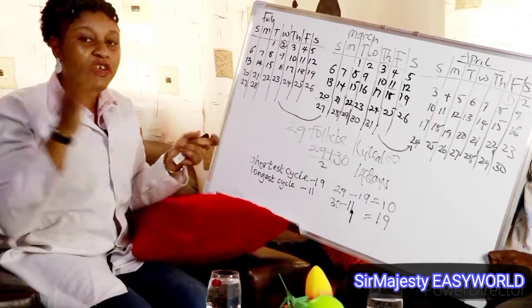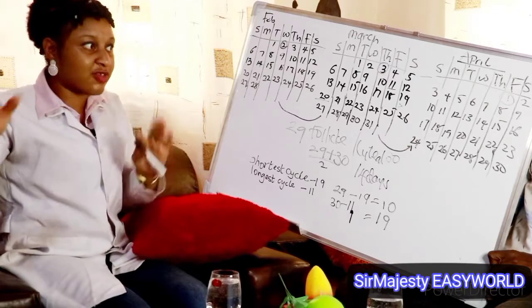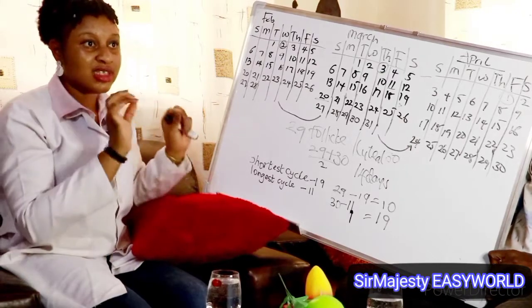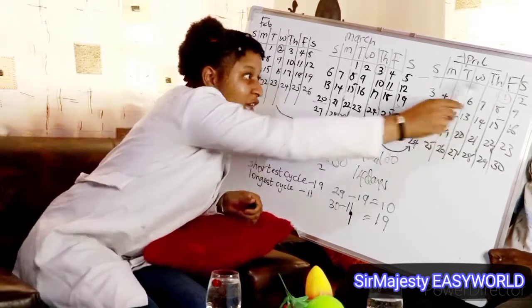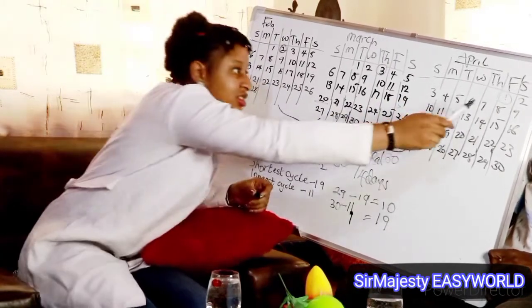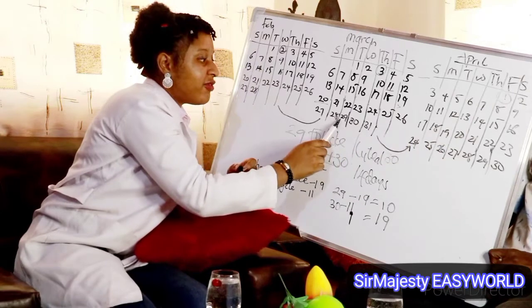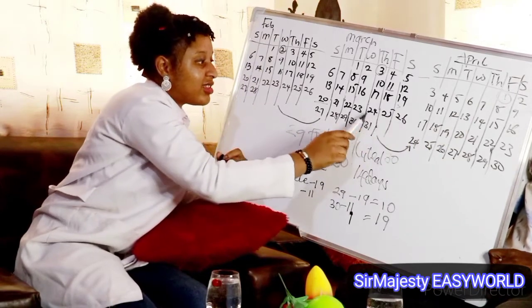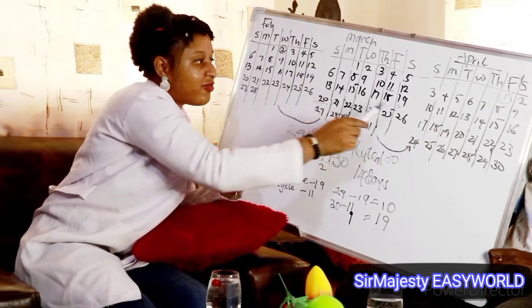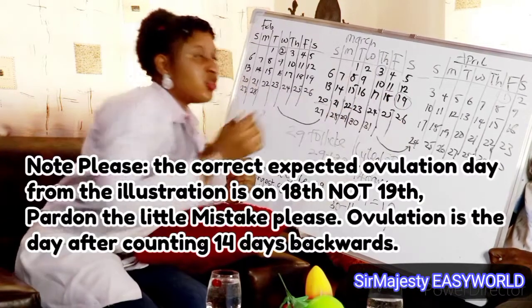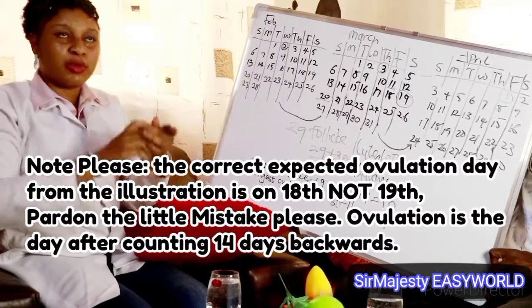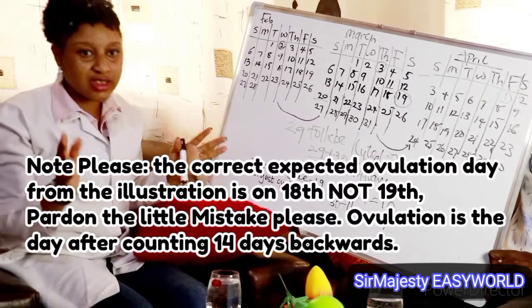So because the luteal phase, which is the last part of it, is 14 days, if I want to know the day I'm going to ovulate, I'm going to count back from these 30 days. I'm going to count back 14 days. So this is 1, 2, 3, 4, 5, 6, 7, 8, 9, 10, 11, 12, 13, 14. So this is the day I'm going to ovulate. So unlike what most people tell you, ovulation is not always on day 14.